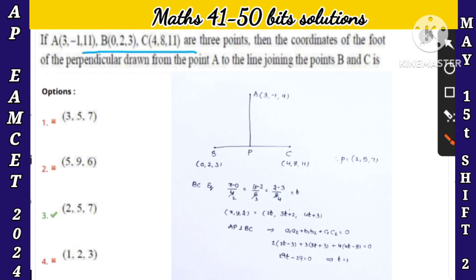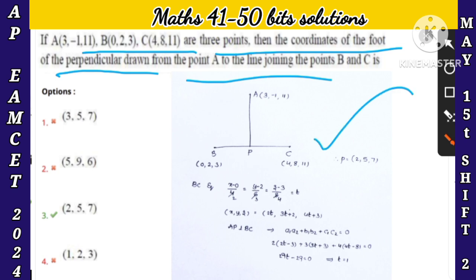Three points A, B, C are given. Then find the coordinates of the foot of the perpendicular drawn from A to the line segment BC. Okay, the foot of the perpendicular that is drawn from A to BC.